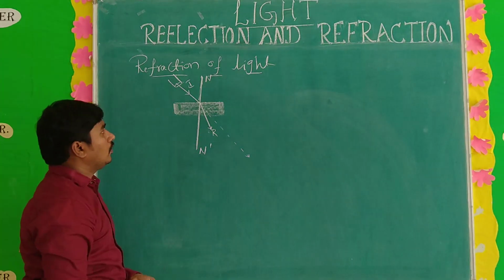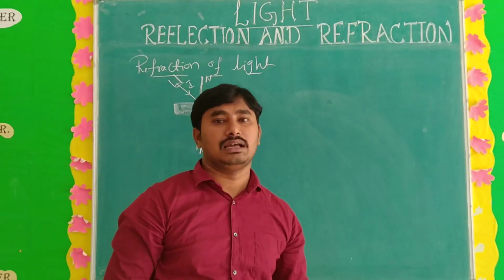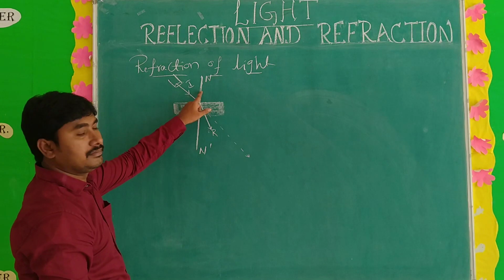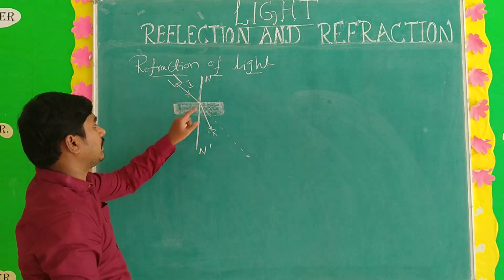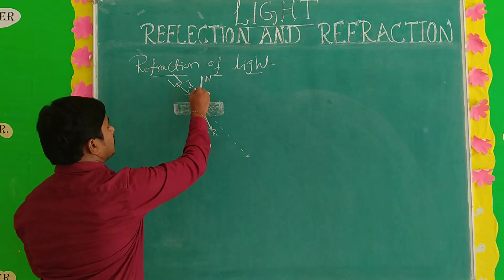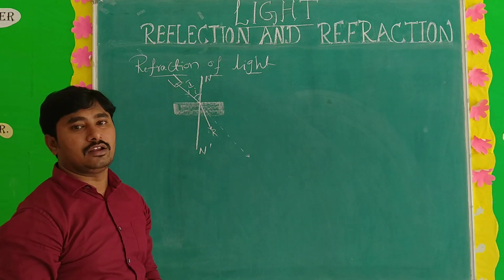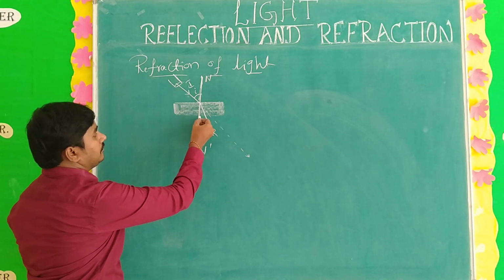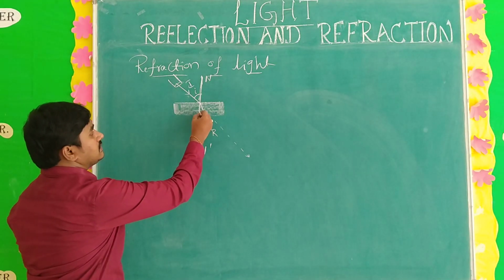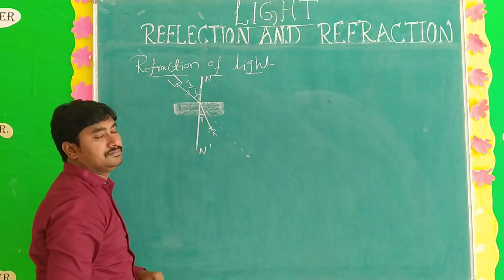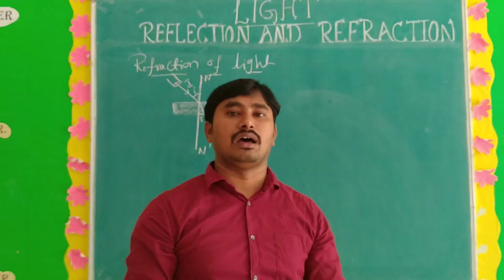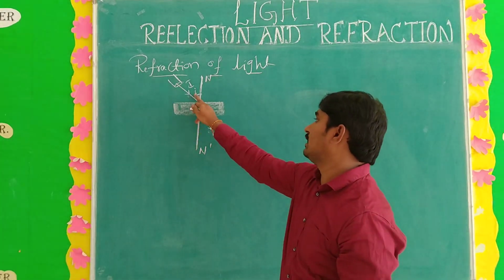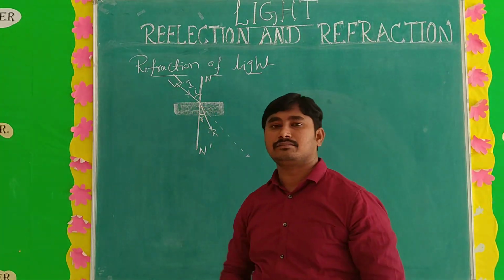Now what are the angles here? The angle between the incident ray and the normal ray is called the angle of incidence, small i. Next, the angle between the refracted ray and the normal ray is called the angle of refraction. You can represent it with a small r. Understand? These two are the angles: angle of incidence and angle of refraction.